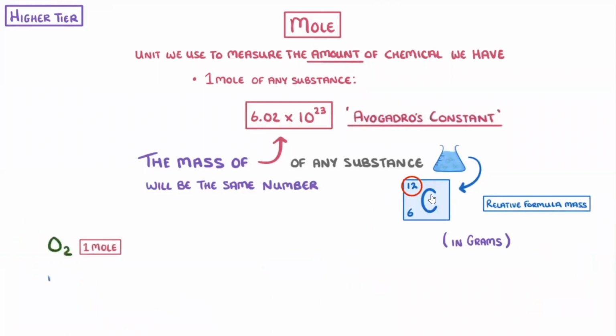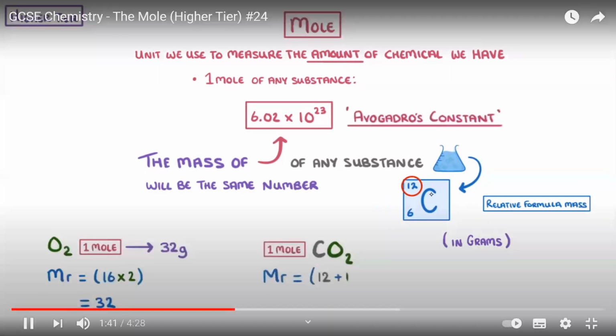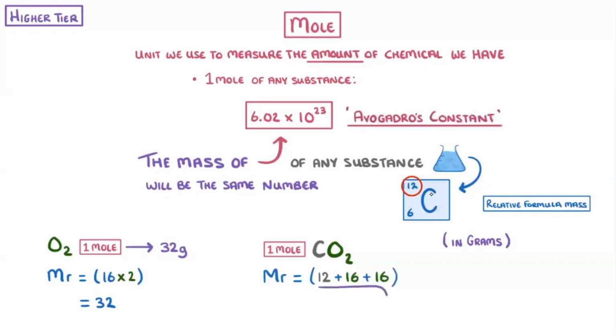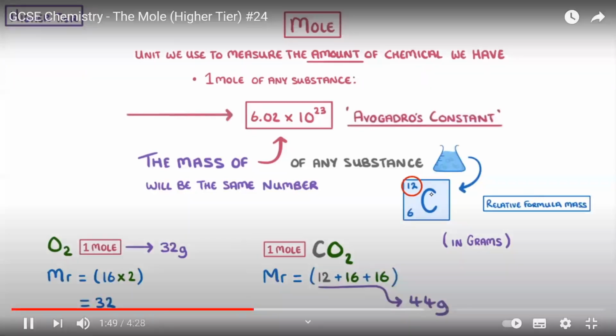Meanwhile, 1 mole of oxygen, which has the relative formula mass of 16 times 2, so 32, would weigh 32 grams. Or 1 mole of CO2, with a relative formula mass of 12 plus 16 plus 16, and so 44, would weigh 44 grams. Okay. But in all these cases, there would be 6.02 times 10 to the 23 atoms or molecules.